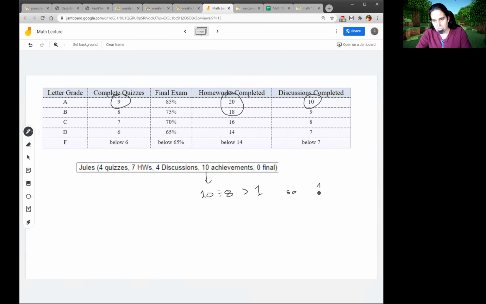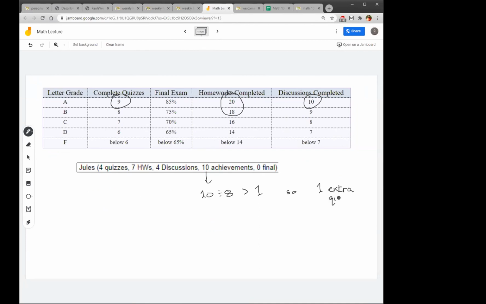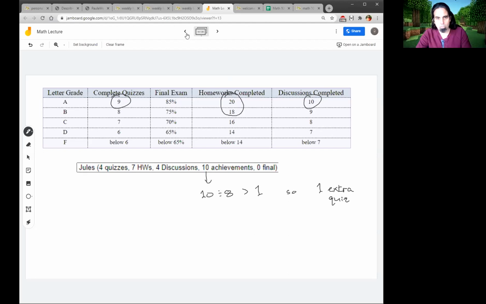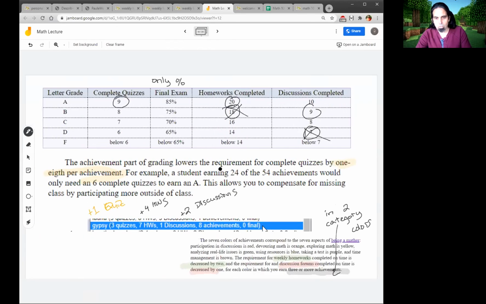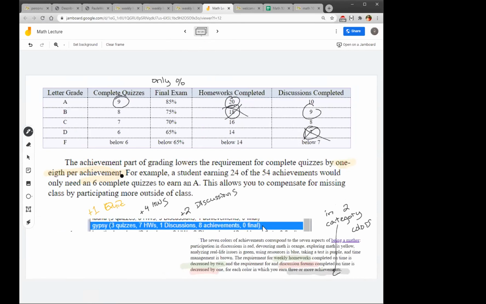So 1 extra quiz counts towards her thing. And where'd we pull that 8 from? A paragraph that said the achievement part lowers the requirement for complete quizzes by 1/8 per achievement. Okay. Then we have to look at her colors.